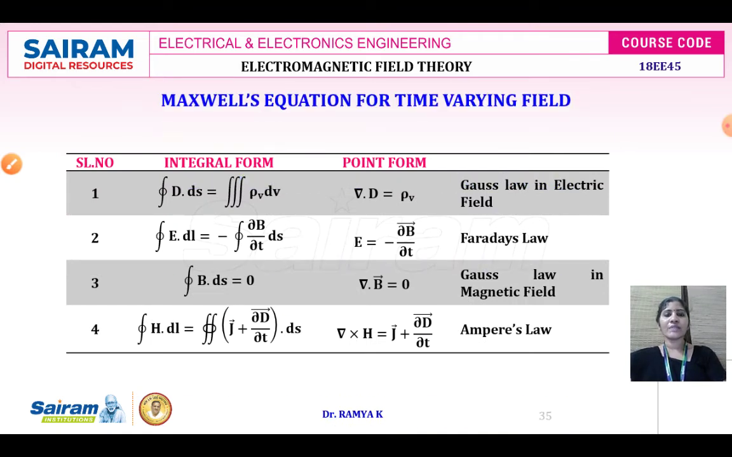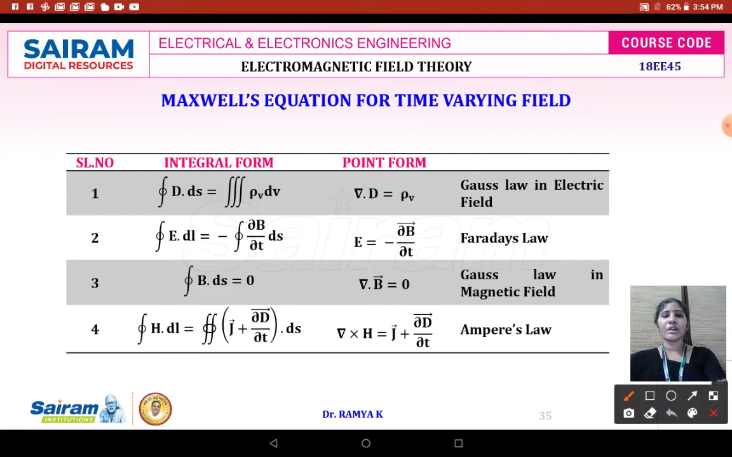Next is Maxwell's equations for time varying field. In case of a time varying field, Maxwell's first equation in electrostatics and Maxwell's first equation in magnetostatics are not going to change. They remain the same as before. Here we can write the integral over the closed surface D dot dS is equal to Q. If you assume a volume charge density, you can write Q as the integral over the volume of rho v into dv. In point form, it is written as divergence dot D is equal to rho v.